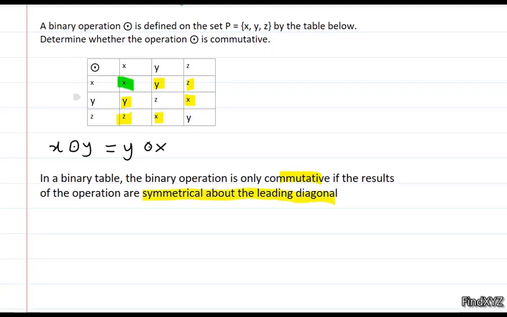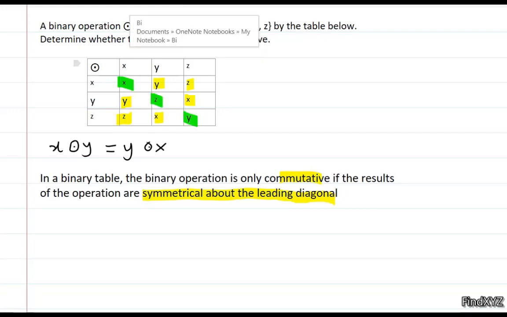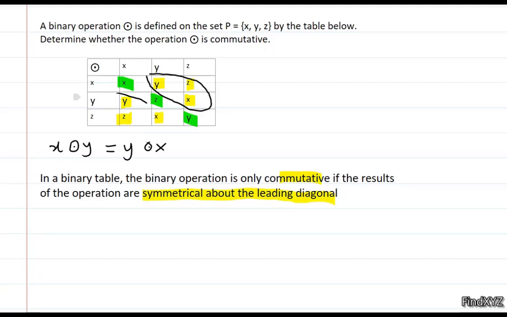Now this is the leading diagonal, X, Z, and Y. You can clearly see that the elements above are the same as the elements below it. Above and below the leading diagonal, or the principal diagonal, they are the same. Whenever you observe this feature, you can also use this to conclude that it is commutative, aside from relying on the rule where X operation Y will be the same as Y operation X. You can use the leading diagonal.